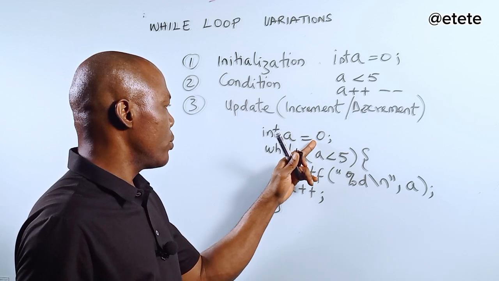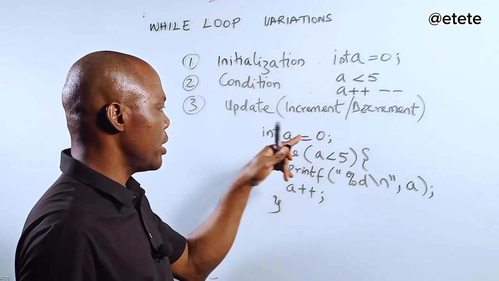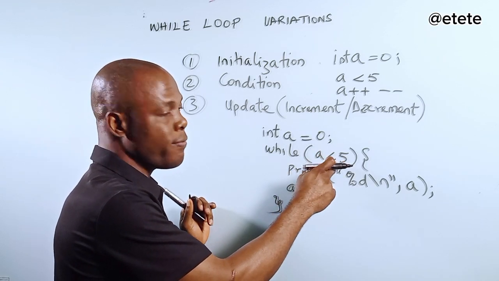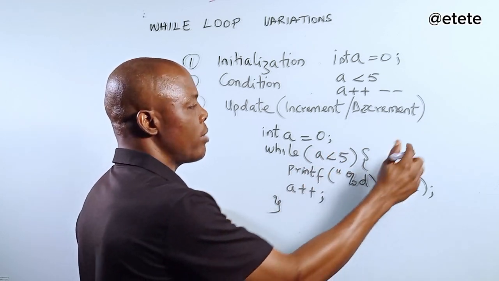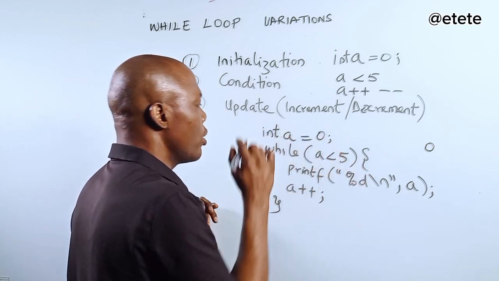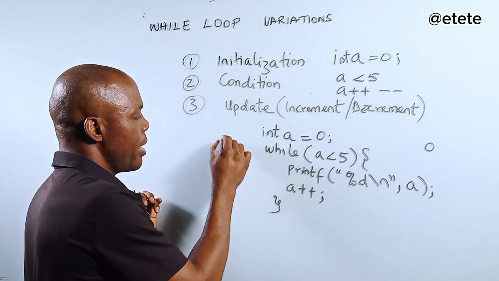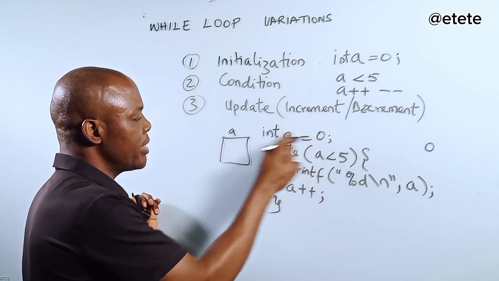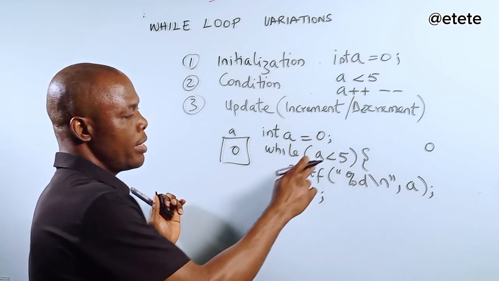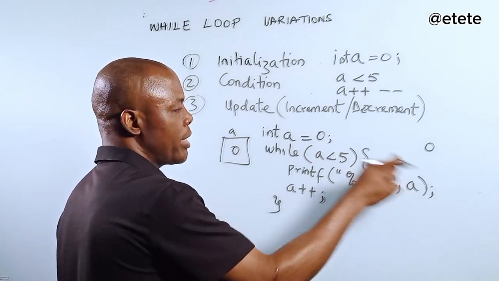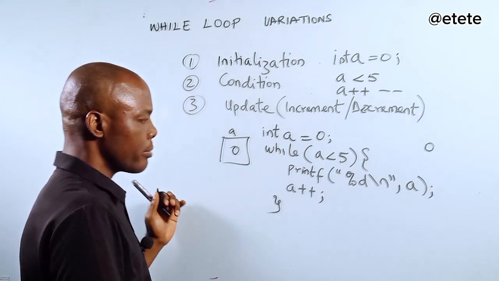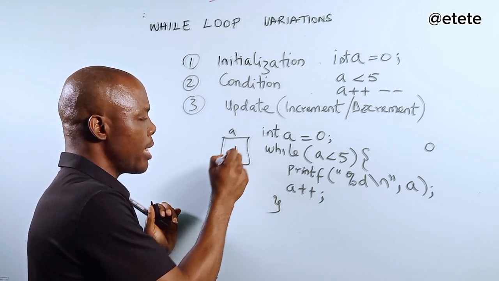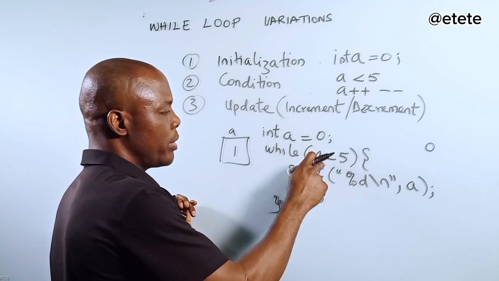I have declared the variable and assigned a value to it, which is the initialization. I assign 0 to it. I test my condition: 0 is less than 5. That is true, so I go in and print out A. Here I have a box like this, which is A. I assign 0 to this A, 0 is less than 5, so I go in and print out A on the screen. Then I increment A by 1, changing A to 1. Then I test again.